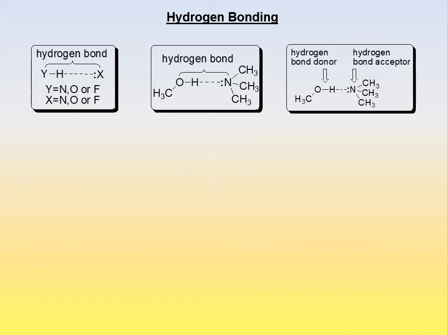In a hydrogen bond, we can identify hydrogen bond donor, and that's a molecule or part of the molecule that donates hydrogen for hydrogen bonding. So in this example, molecule of methanol would be hydrogen bond donor. Hydrogen bond acceptor is molecule or part of the molecule that provides free electron pair for hydrogen bond. In this case, that would be nitrogen of trimethylamine.